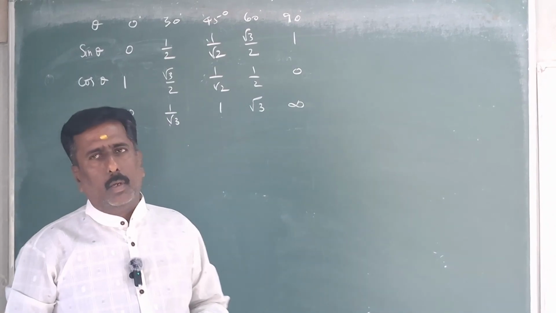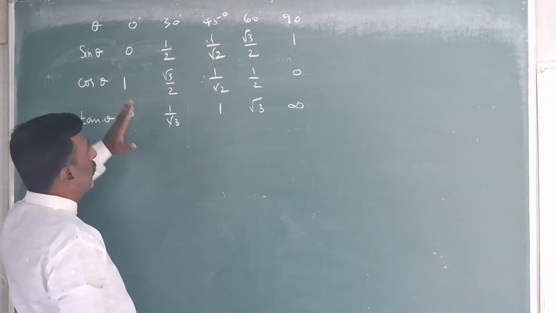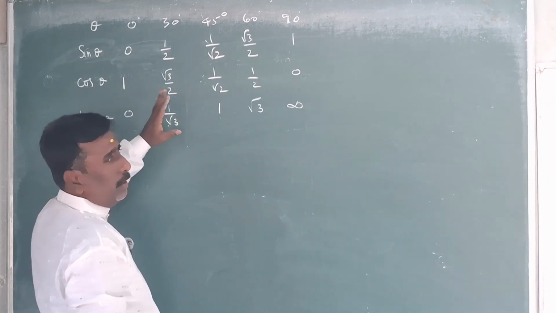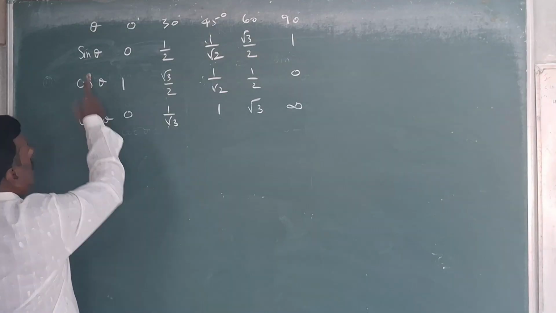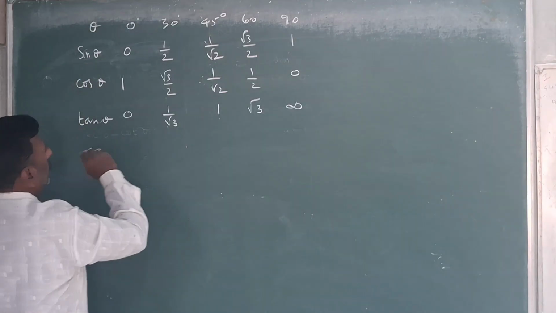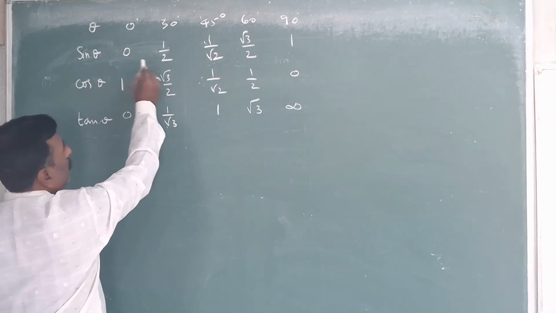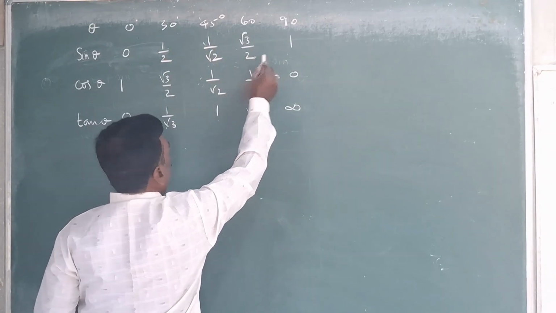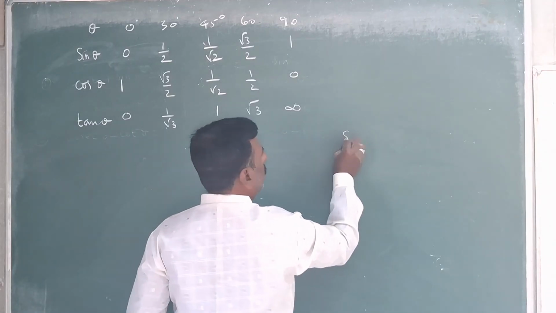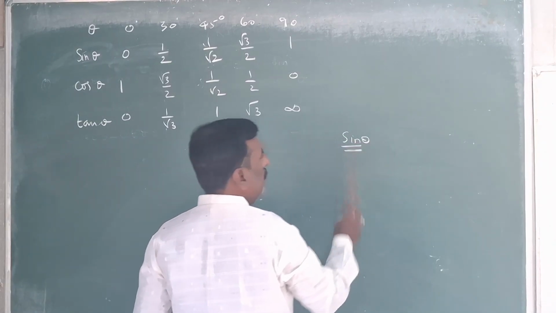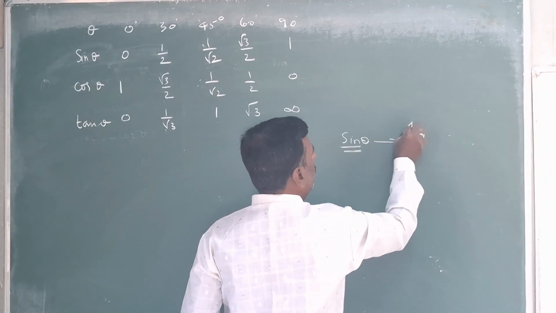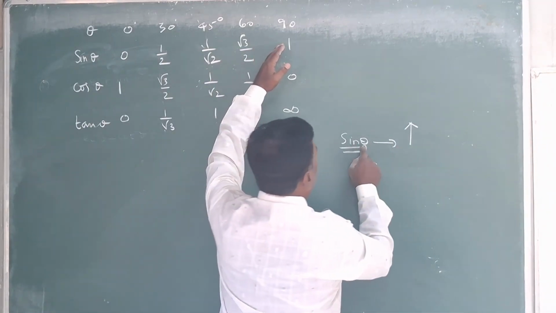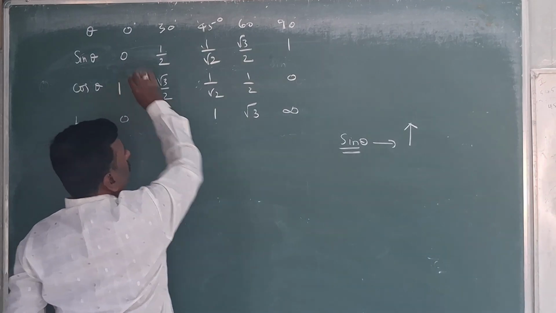Dear students, from the given table, we are going to conclude some results which are very important for 1 mark questions. Notice the value of sine. Sine 0 is 0. Sine 30 is 1 by 2. Sine 45 is 1 by root 2. Sine 60 is root 3 by 2, and sine 90 is 1. Therefore, the value of sine theta is increasing from start to end.